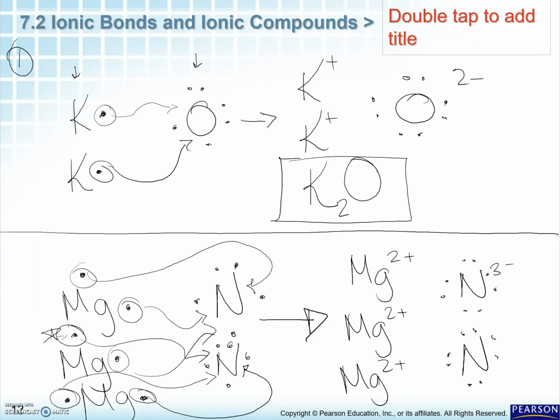And if you were to write this as a formula, you would take your Mg's, because once again you take your cation first, so Mg's. And how many do you have? You have 1, 2, 3 of them, so that's your new subscript. And then followed by your nitrogens, and how many you have of those, which would be 2. So our overall answer would be Mg3N2.